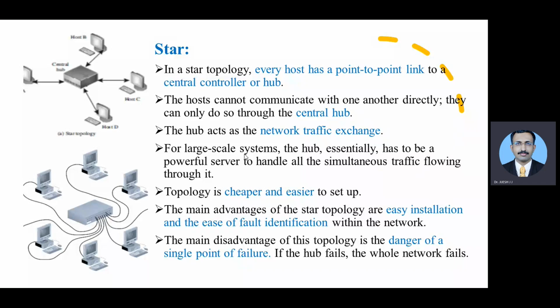So the hub acts as a network traffic exchange. It maintains everything. A large system hub especially can be used as a powerful server, which can keep track of all these things. What is the advantage of this? This topology is cheaper and easier to establish because you don't have to manage too many. You have a hub device set properly, then it takes care of the rest of the load. The main advantage of star topology is that it is very easy to establish and it also takes care of fault identification within the network. If anything happens, you can come to know easily.